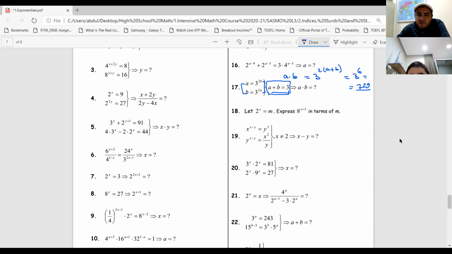Immediately we get a times b on the left hand side. On the right hand side, if you simplify, we have this one. We know what a plus b is. That's equal to 3. 2 times 3 is 6. So just reach the power of 6. That's the answer. This means my answer is wrong. Yeah. And the last one, number 32.